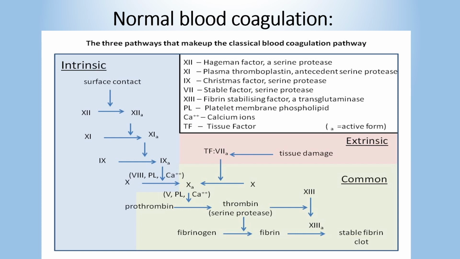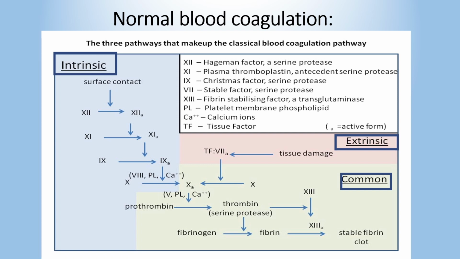Let's have a look at the normal blood coagulation pathway. As we know, there is the intrinsic pathway, which is a much slower pathway and triggered inside the blood vessels. The extrinsic pathway is a much faster pathway and it is triggered outside the blood vessels. And there is a common pathway where both the intrinsic and extrinsic pathways merge with each other.